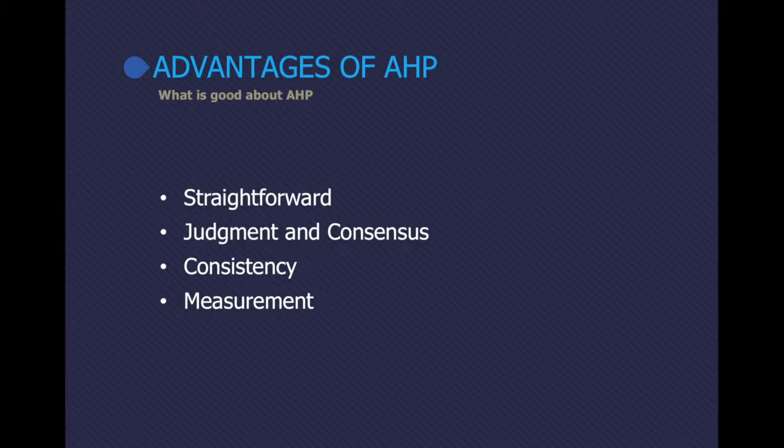AHP provides a single, easily understood, flexible model for a wide range of unstructured problems. It also does not insist on consensus, but synthesizes a representative outcome from diverse judgments. It checks the logical consistency of judgments based on determining priority. Lastly, it also provides a scale for measuring intangibles and a method for establishing priority.